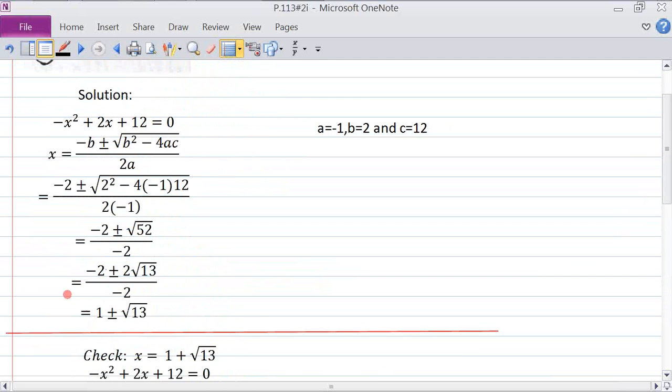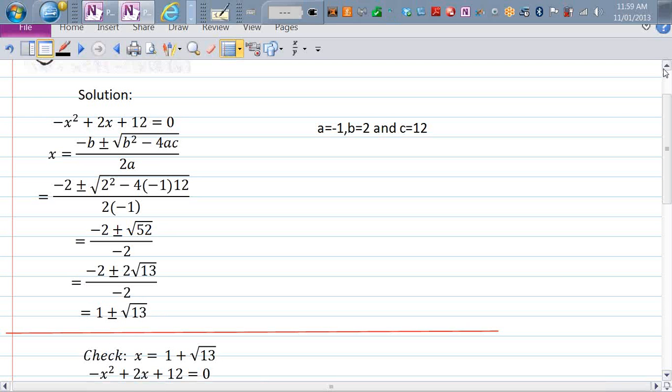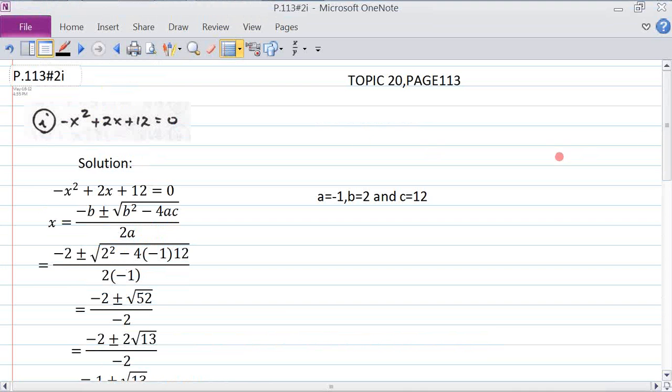Again, the root of 13, I don't know what that is. It's somewhere around, I would say, if the square root of 9 is 3 and the square root of 16 is 4, I would say probably this is somewhere around 3.8 or something. You can work it out on your calculator. So an approximate solution would be 1 plus approximately 3.8 if I've got it right, and 1 minus 3.8. So that will give you the approximate solutions too.